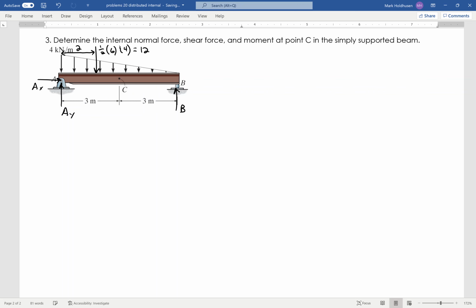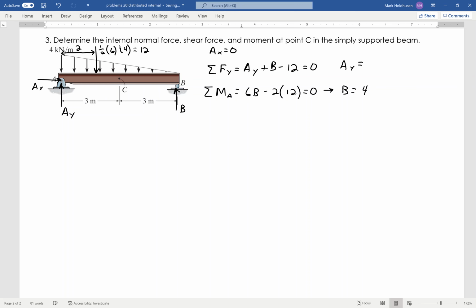So from this, I find that AX equals 0. Not a big surprise. I can sum the forces in the y direction: AY plus B minus 12 equals 0. And I'll sum the moments about A: 6 times B minus 2 times 12 equals 0. From that, I'll learn that B equals 4, and then AY equals 8. And I know AX equals 0.